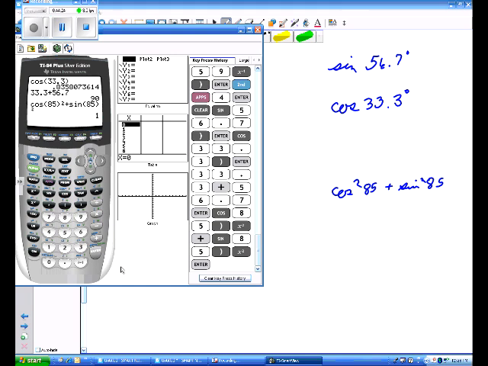Now what you need to do is practice with your calculator of entering your decimals and your degrees, finding your inverse functions, changing from degrees, minutes, and seconds to decimal degrees, and decimal degrees to degrees, minutes, and seconds, and become very familiar with how to use your calculator.